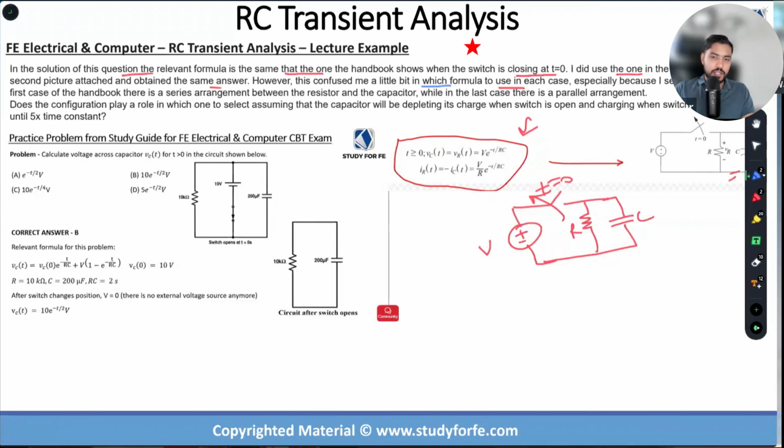This confused me a little bit in which formula to use in each case. Especially because I see that in the first case of the handbook, there is a series arrangement between the resistor and the capacitor, while in the last case, there is a parallel arrangement. Does this configuration play a role in which one to select, assuming that the capacitor will be depleting its charge when the switch is open, and charging when the switch is closed until the 5-time constant? Okay. So let us focus on the circuit, the way the circuit is given to us.